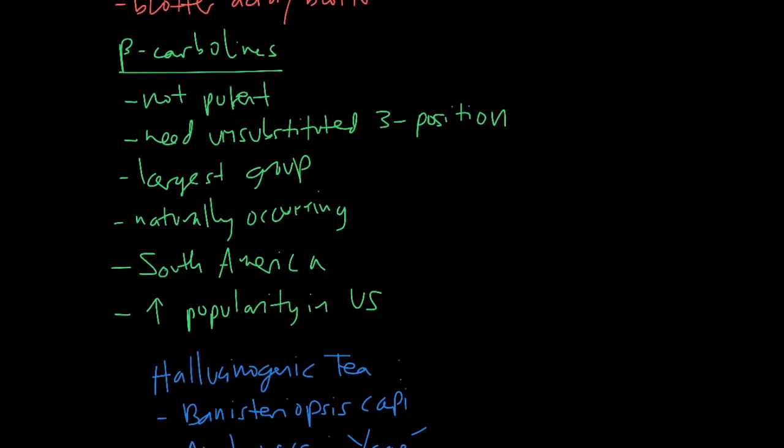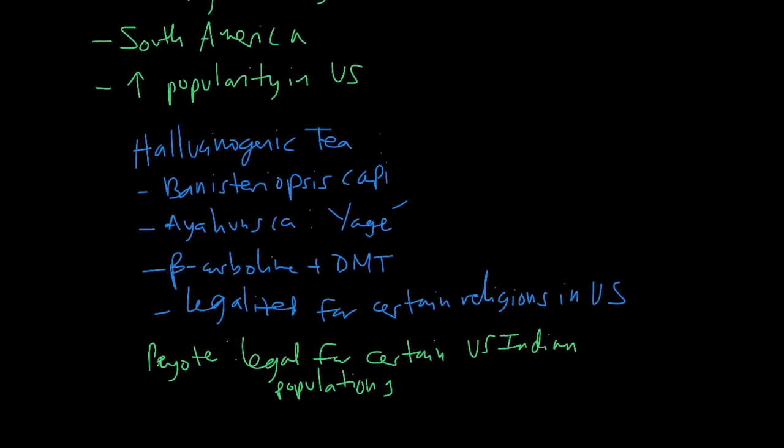The reason I mentioned this is because he has his check marks, that yellow check mark on that slide, and the hallucinogenic tea slide. So I'm including it just in case he has it on the exam. So hallucinogenic tea usually comes from Banisteriopsis caapi, something about ayahuasca yage. I think that's the name of the tea. It's a combination of beta-carboline and DMT. Legalized for certain religions in the U.S., and peyote is legal for certain U.S. Indian populations.